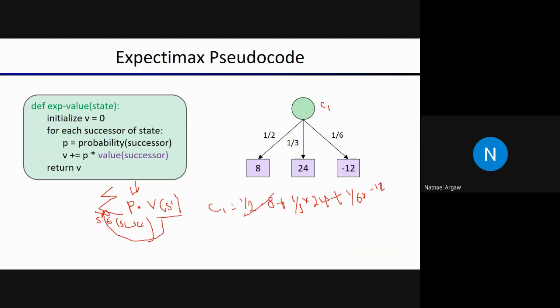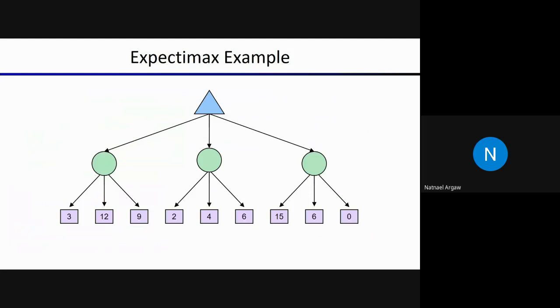So here we have 4, right? Here we have, I guess, 8. And here we have negative 2. So like this, we have 12 minus 2, which is 10. So the expected utility of this chance node is 10. So let's do one more example.